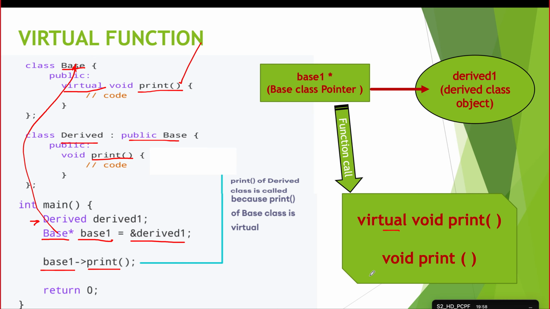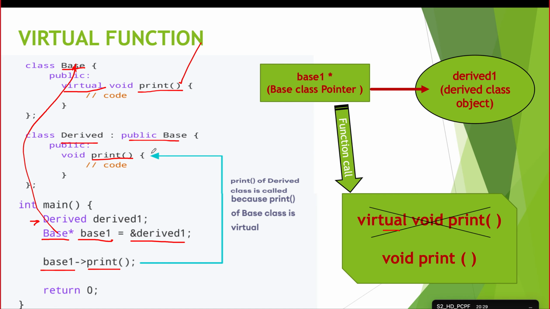Generally what we expect is that since the pointer is of the base class, it should call the base class function. But that base class function is virtual by nature. Virtual by nature means it does not have that concrete existence. So what will happen when the call is made? The virtual function will not be called. Instead of that, we will be calling the derived class function.